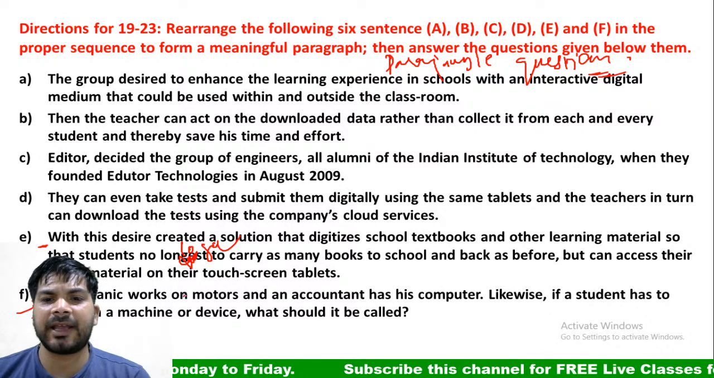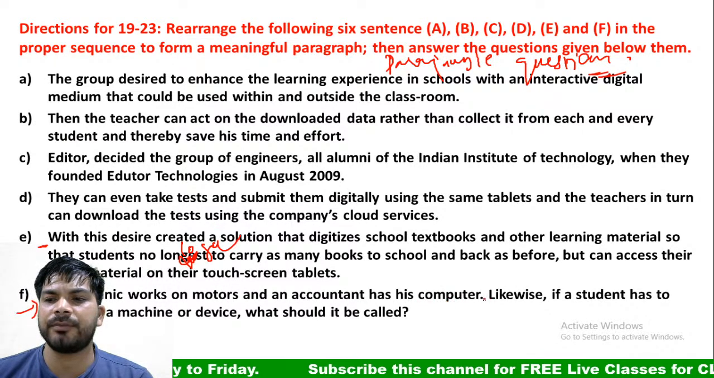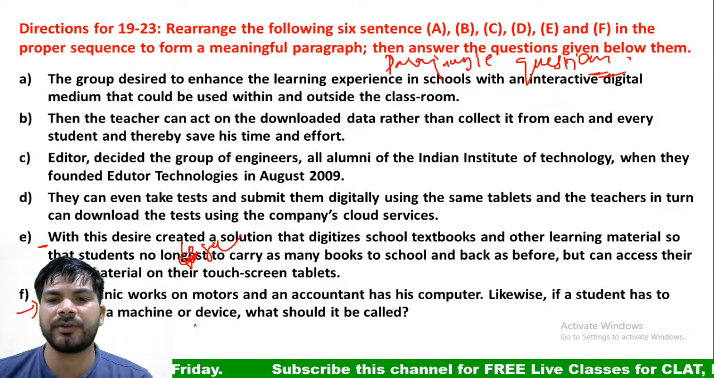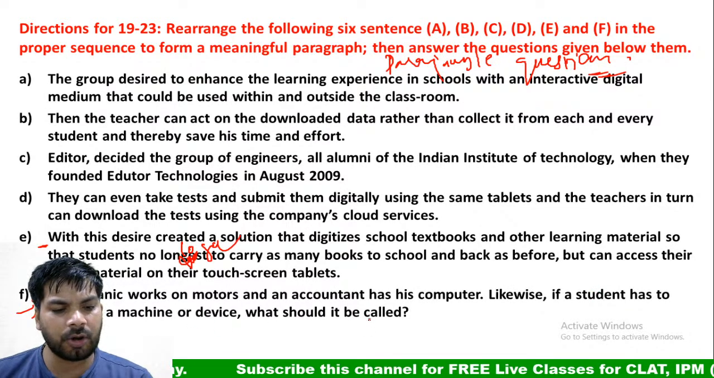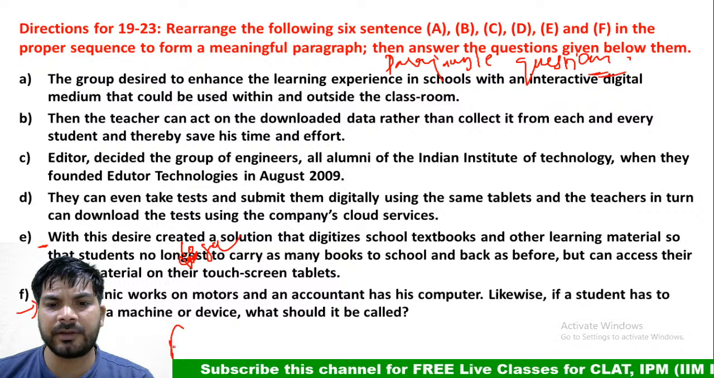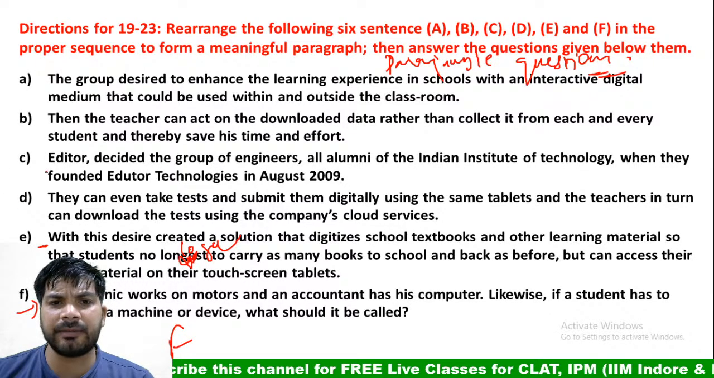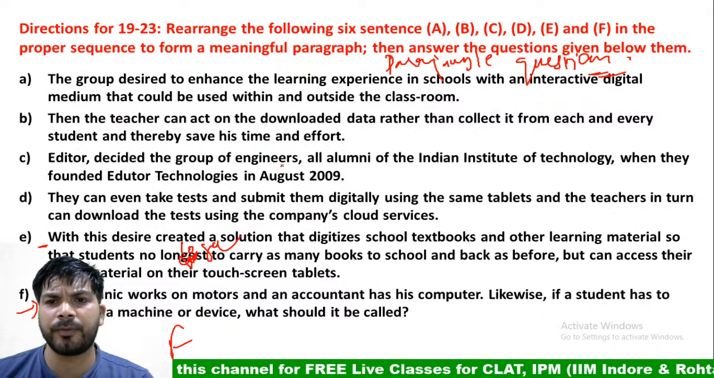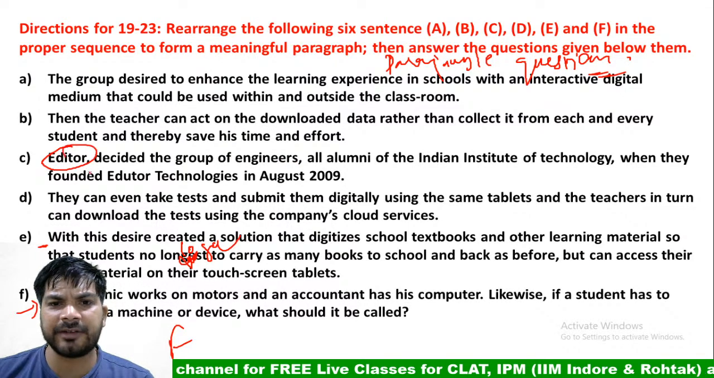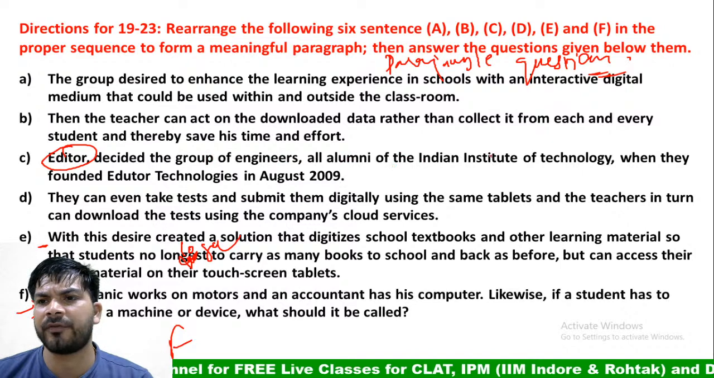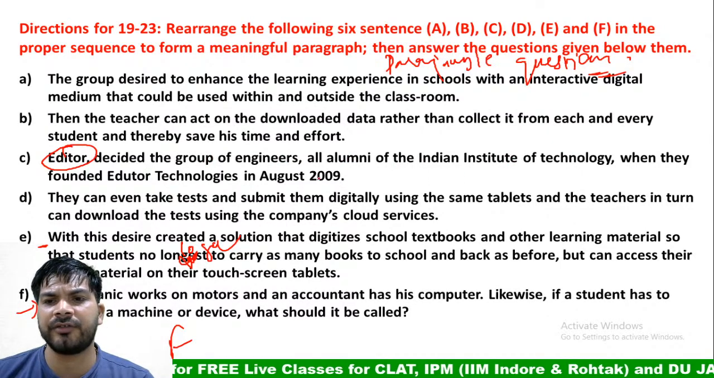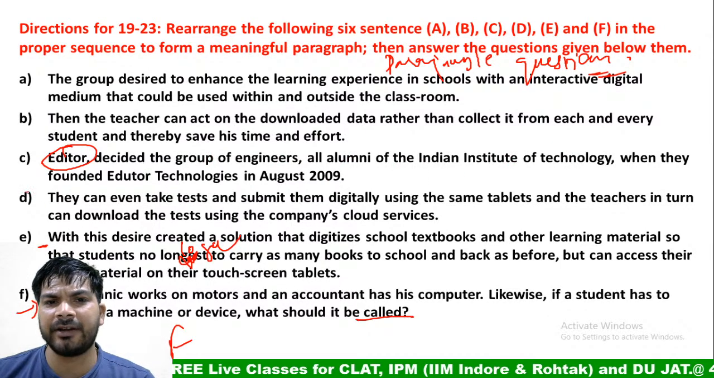The first is a mechanic works on motors and an accountant has his computer. Likewise, if a student has to work on a machine or device, what should it be called? We'll start with F, then we can name it as C. Editor decided the group of engineers. What is the name? Editor is the name. Decided the group of engineers, the alumni of IIT, when they founded Editor Technologies in 2000. It should be called Editor, right?